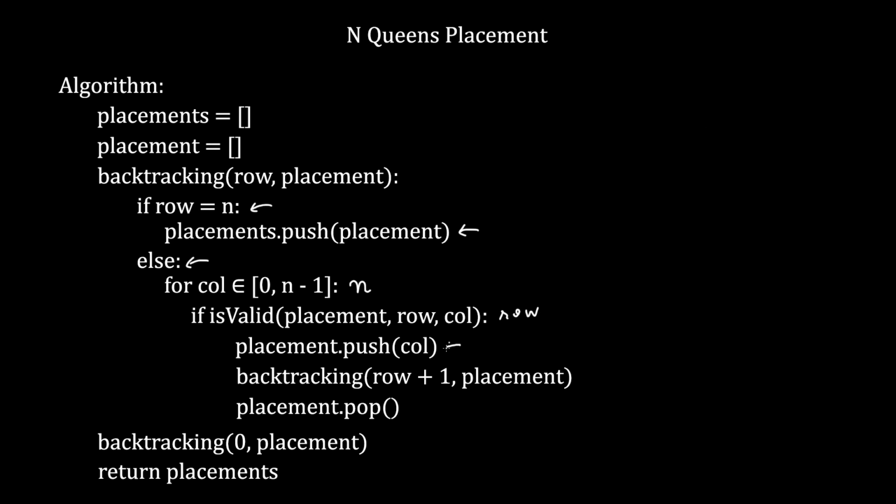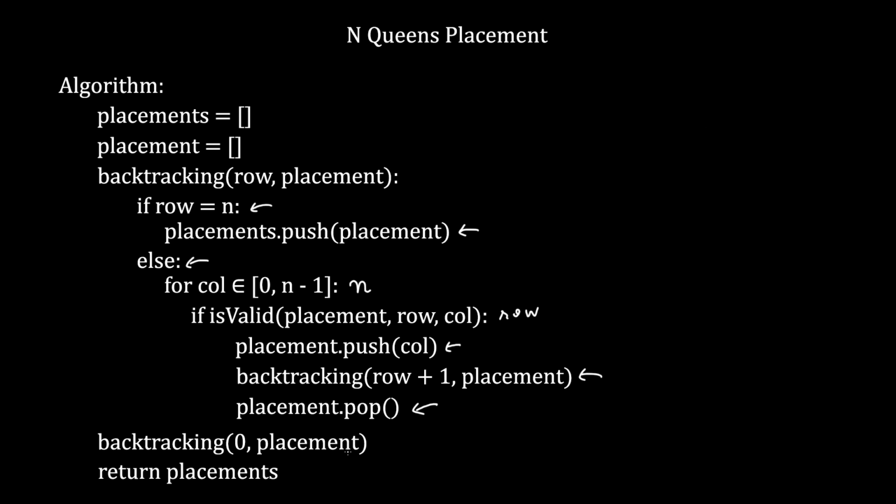And then this is constant. Calling the function is just constant. We don't care what happens inside the function. It's a different function call. Popping it is constant. And what I do is call the parent. I make the first, the parent function call, which is backtracking of 0 and an empty placement.